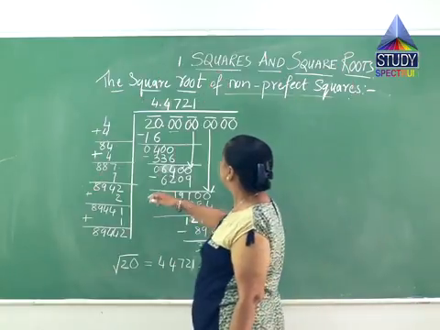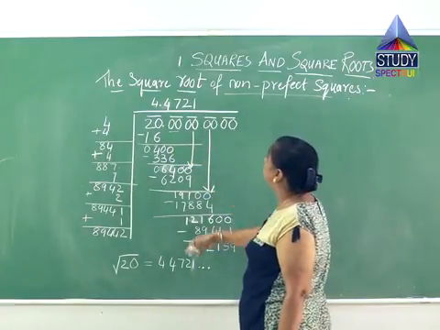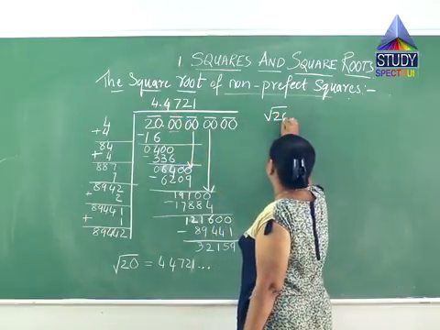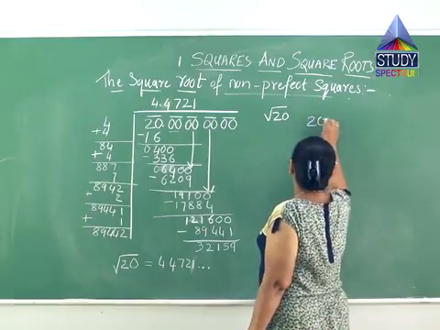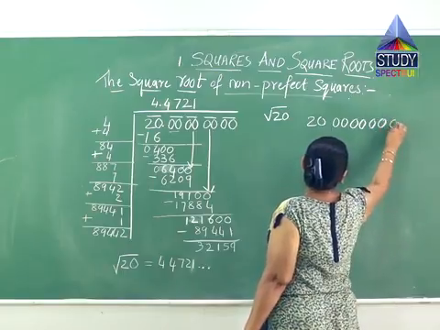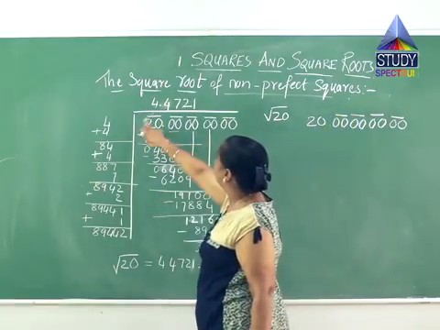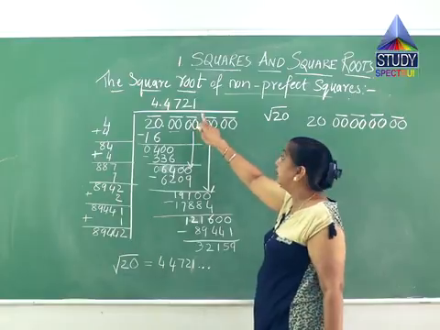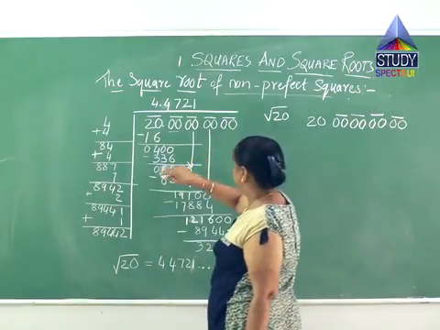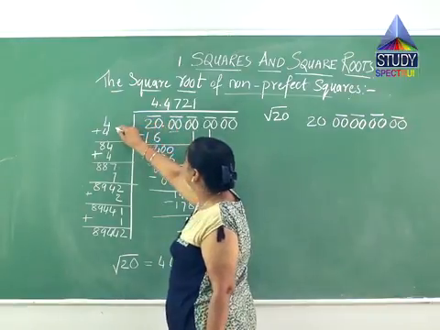Now let me explain the example of a non-perfect square which is given in your book: how to find out the square root of 20. Now the square root of 20 I have written as 20.000000, after making groups of 2. It is solved over here up to 4 decimal points, so I have taken 4 times 0. Now in this book it is given how to find out the root of a non-perfect square.